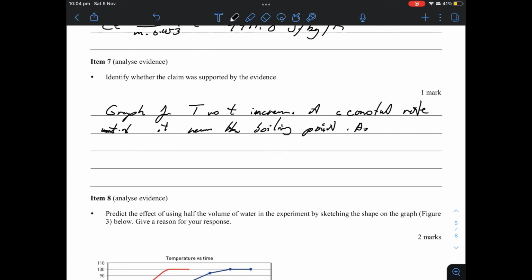I'll point out that it is incorrect until you near the boiling point. So a caveat on this linear relationship is that it doesn't apply once you reach the boiling point.